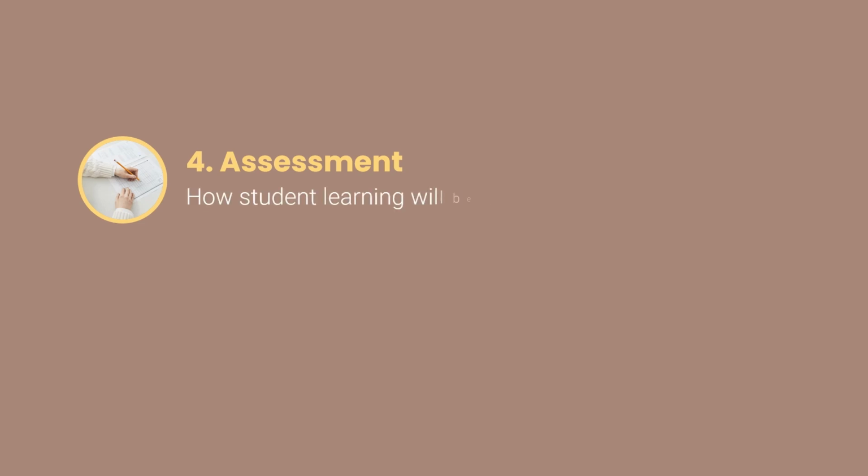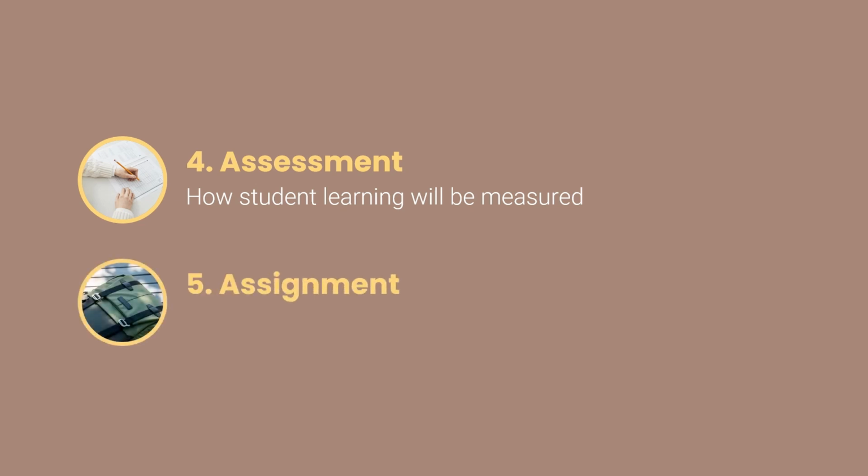The fourth part of a lesson plan is the assessment. This describes how student learning will be measured, whether through observation, questioning, or formal assessments. And fifth, assignment. This section is the last part of the lesson plan. This shows how the lesson can be modified to meet the needs of diverse learners or to prepare them for the next discussion.